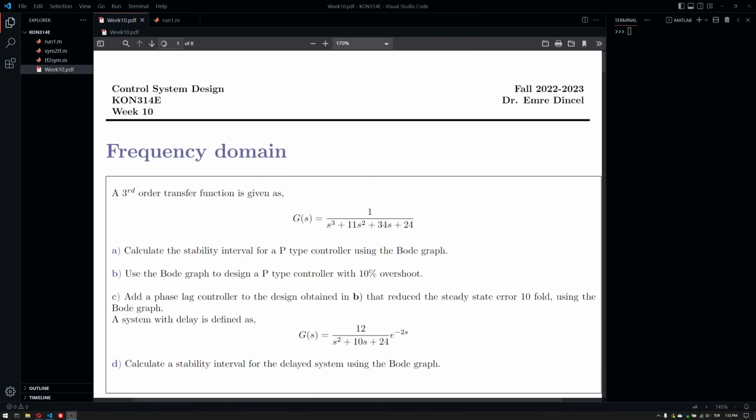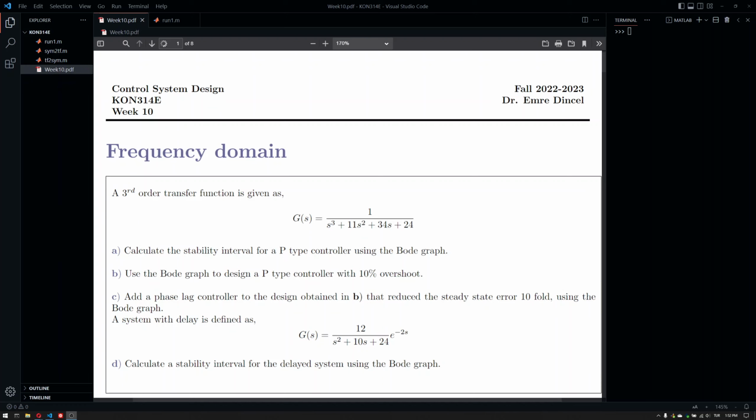And our approach is again going to be the following. We will have the time domain. We will have some controller synthesis requirements. We will then transition into the frequency domain, solve our problem there, and then come back to the time domain. So let's start off with a third order transfer function that we have. Let's try to calculate the stability interval for a P-type controller using the Bode graph.